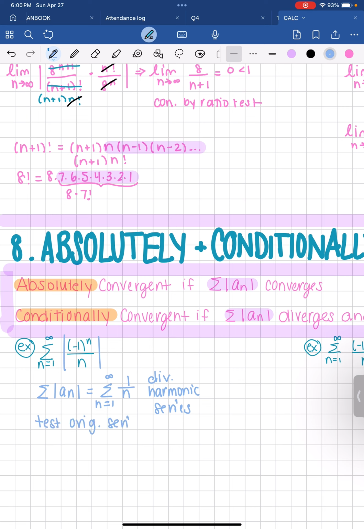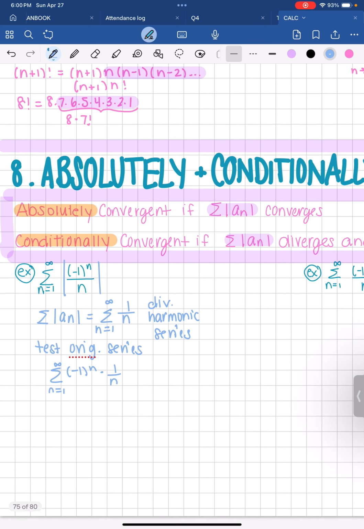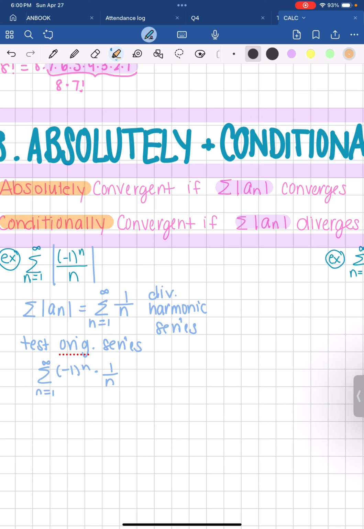Okay, so because the absolute value of the series diverges, now we need to test the original series. So the original series is an alternating series. If I write it like this, it should help you guys. Negative 1 to the n times 1 over n. So now we're going to test the original. So step 1, we're using the alternating series. Guys, this always happens, okay? So if the absolute value diverges, you're going to test the original, which is an alternating series.